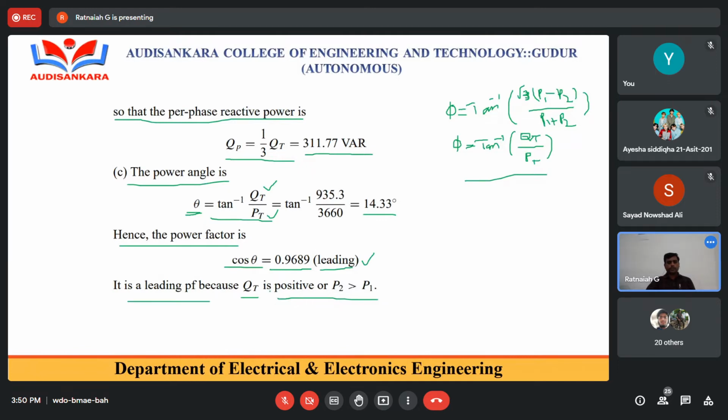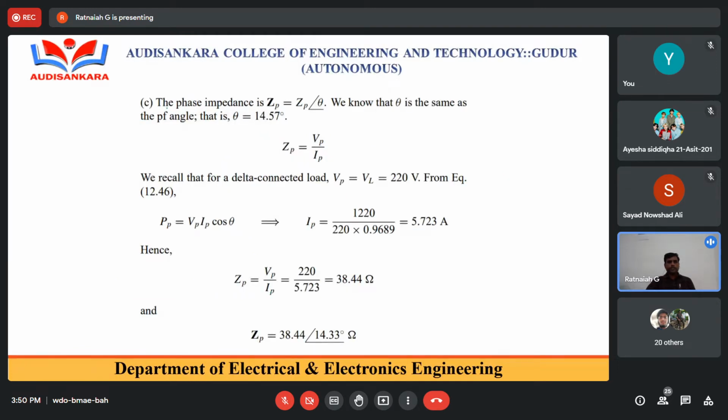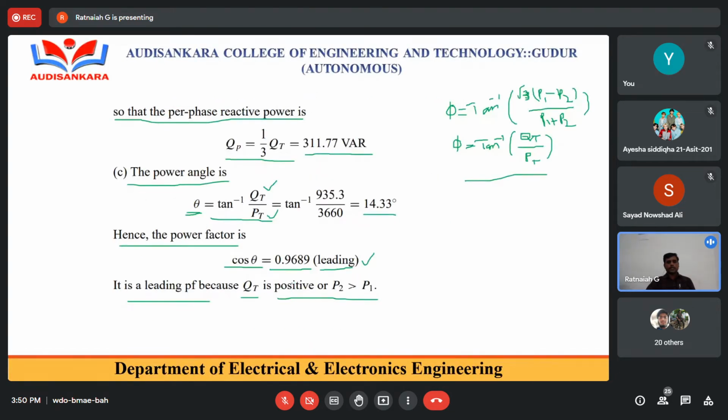Coming to the next, the per phase impedance. So what is the per phase impedance we are going to take? Here the power factor is leading, in the sense that the power factor is more than, based on the connection of the load, that is a reactive power.